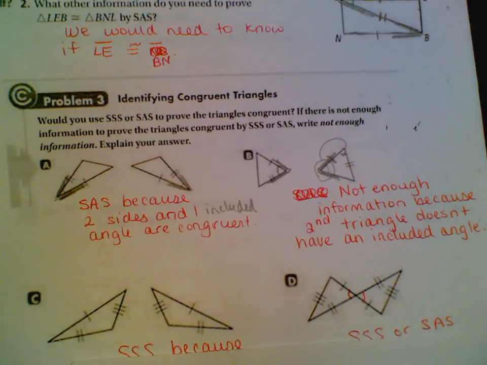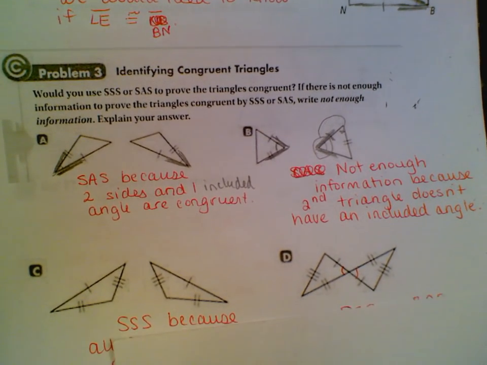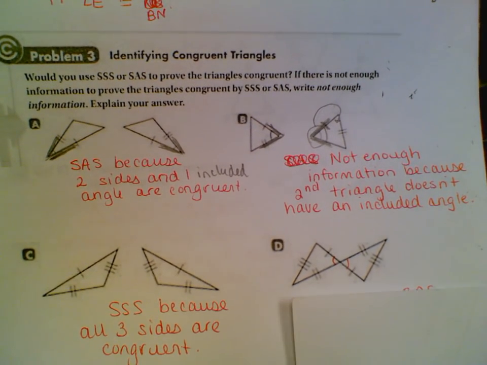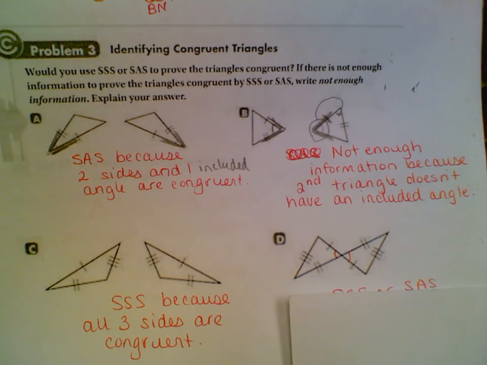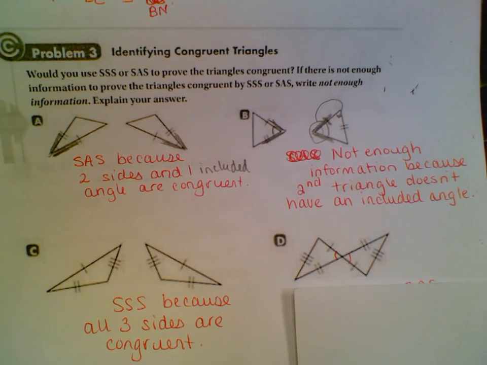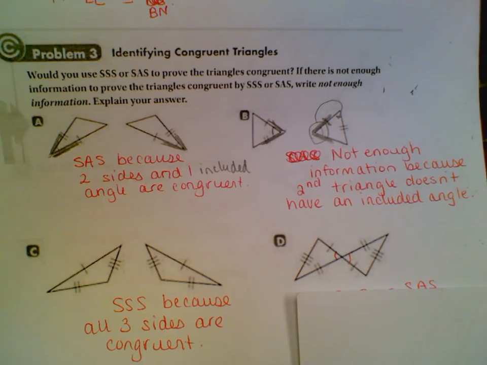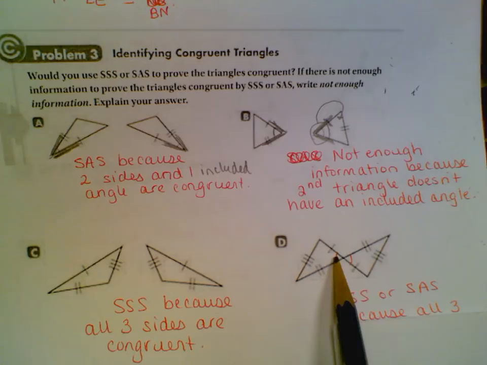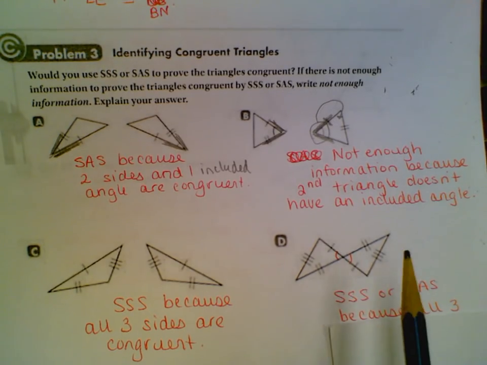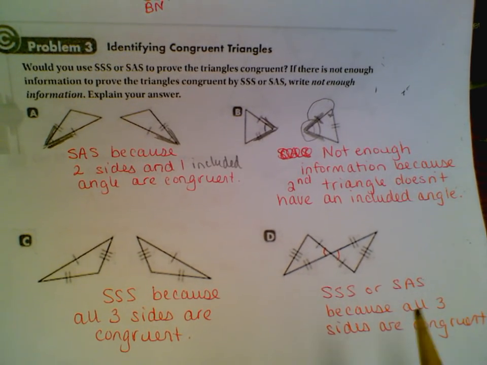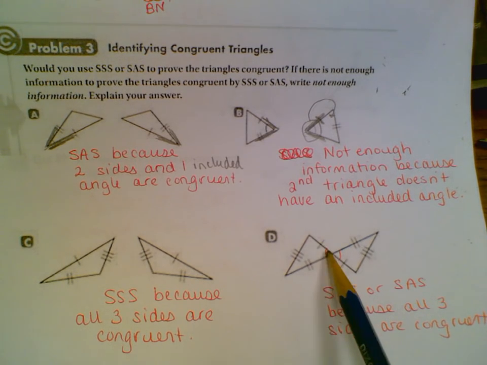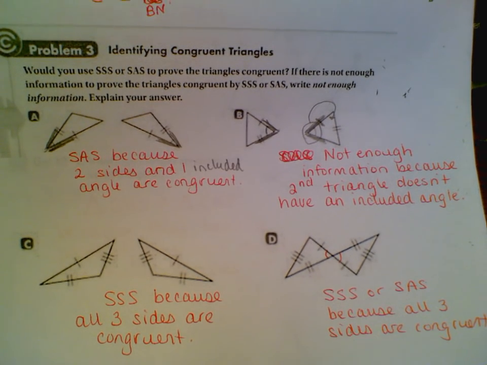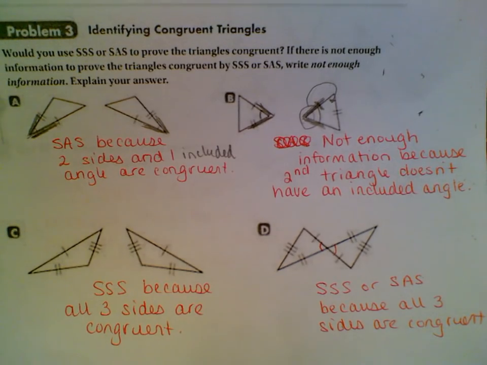On the last two, you should be recognizing that you have three congruent sides. So right away I would do side, side, side because all three sides are congruent. And then on letter D, I do have three sides again, so I could put side, side, side. But I also have vertical angles right here, so I could also put side angle side because of that vertical angle being in between my two sides. So either one would be a valid answer.